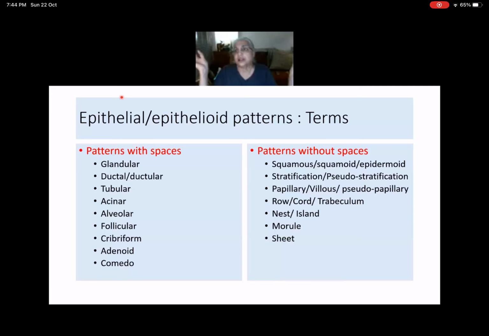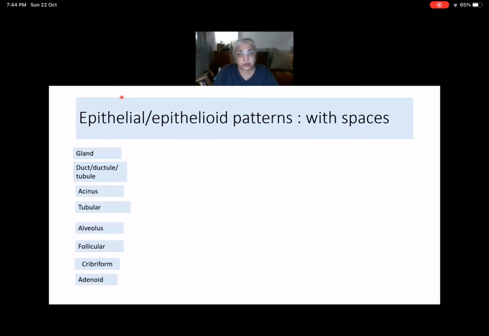No, we have ducts. Well, there are ducts and acini in the salivary gland. There are only ducts in the breast. Okay? So please, you can't call ducts glands. They are not glands. And it's high time that you learned how to use words properly.